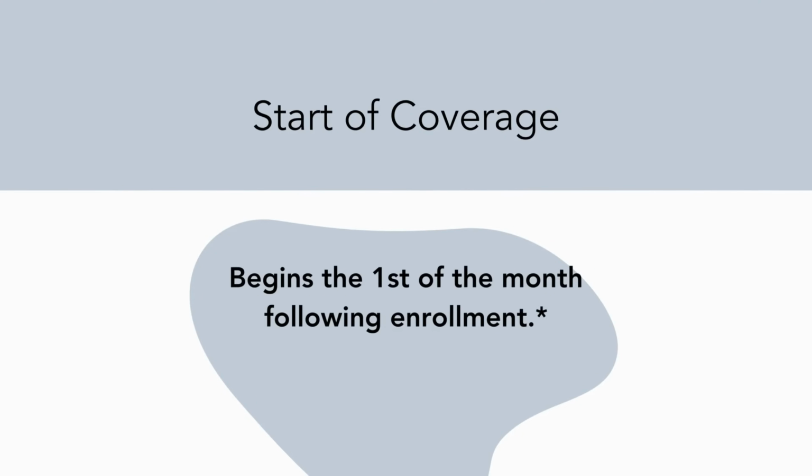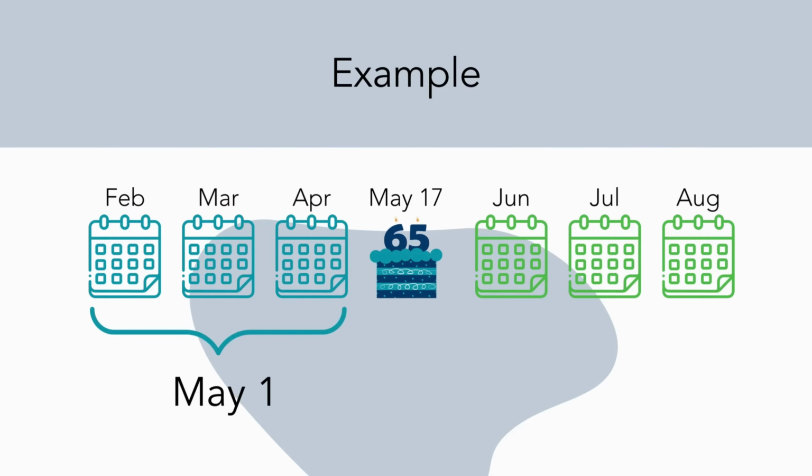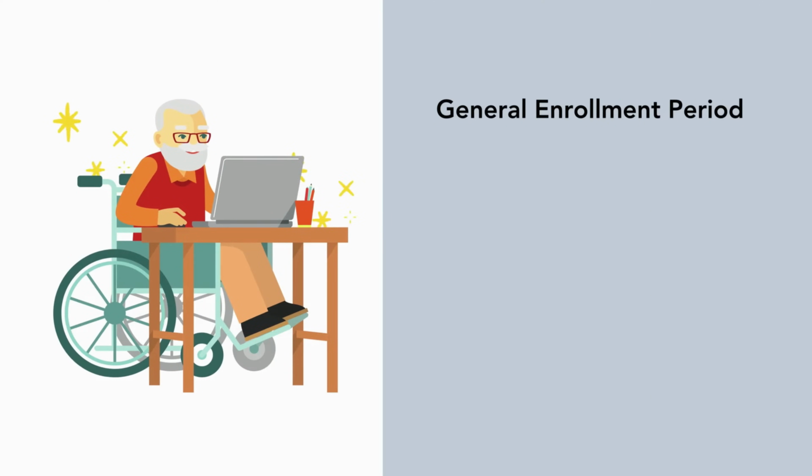Most of the time coverage begins the first of the following month, although no earlier than the first of their birthday month. To illustrate, let's say someone is born on May 17th. They can enroll anytime starting in February, but coverage will not begin until May. If they enroll in May, their coverage will begin in June. If they enroll after May, it will begin the first of the following month. The last month they can enroll with the initial enrollment period is August, so the last day their coverage might start is September 1st.